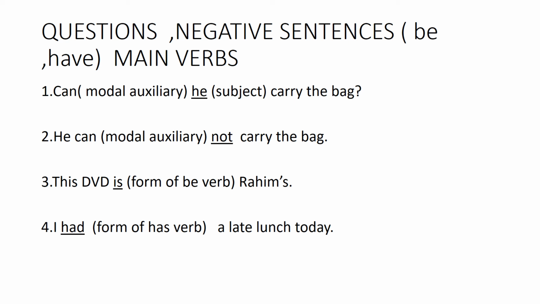In the third and fourth sentence, this DVD is Rahim's. Is is a form of be verb. In the fourth example, I had a late lunch today. Had is a form of has verb. We use has, be as main verbs.